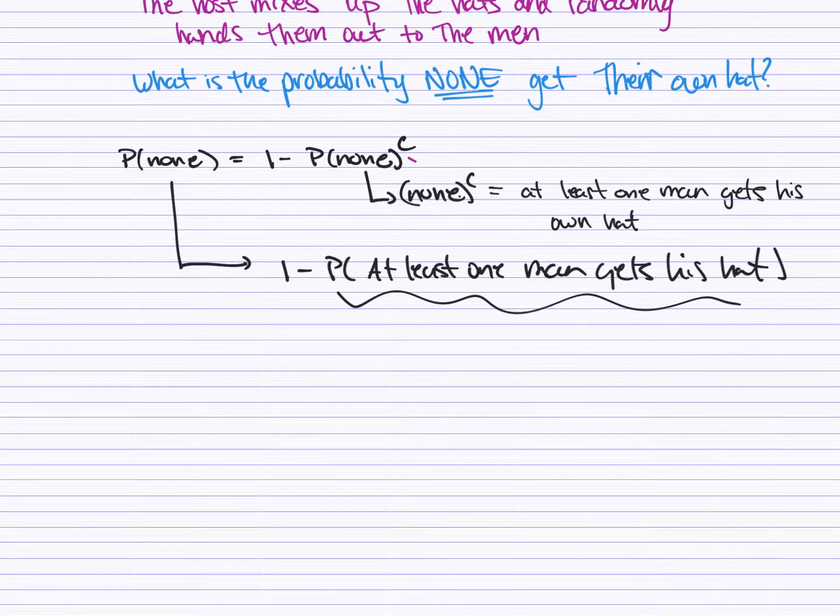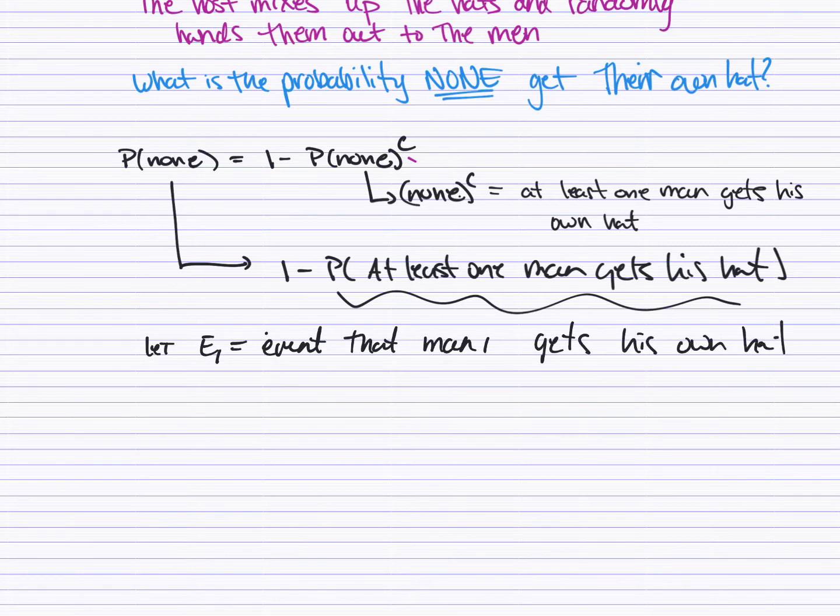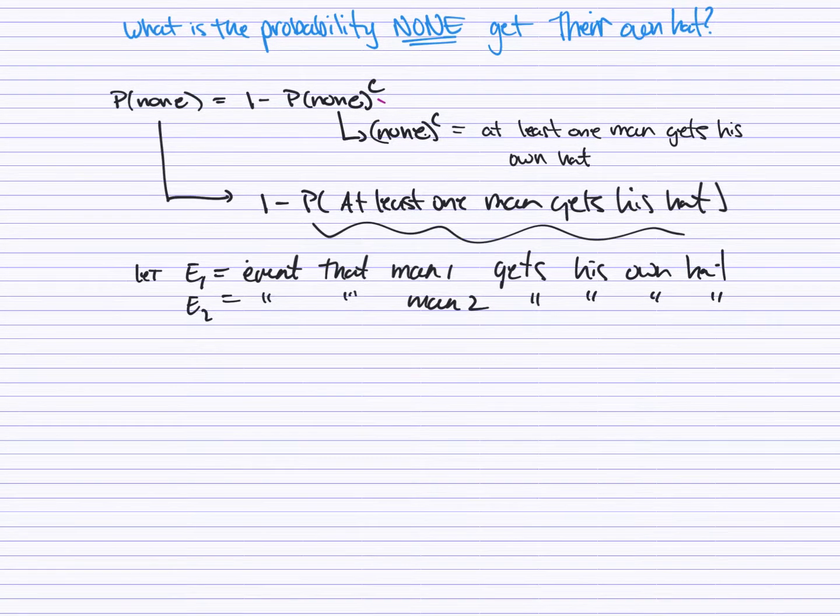So let's now name our events based on that scenario. Let E sub 1 be the event that the first man, or man 1, we'll say, gets his own hat. Okay? And then E2 is the event that man 2 gets his own hat. And so on, all the way down to E sub N, because I have N men, is the event that man N gets his own hat.